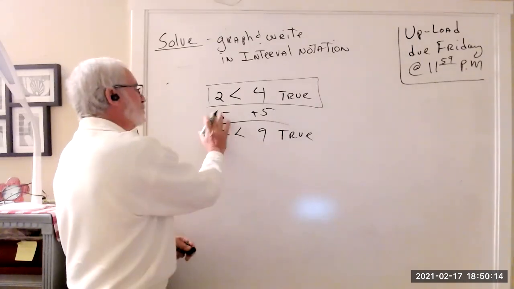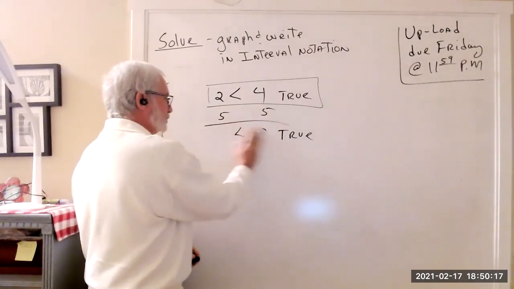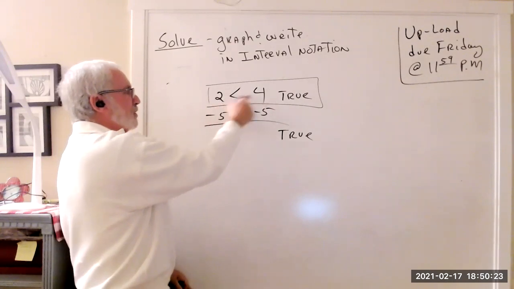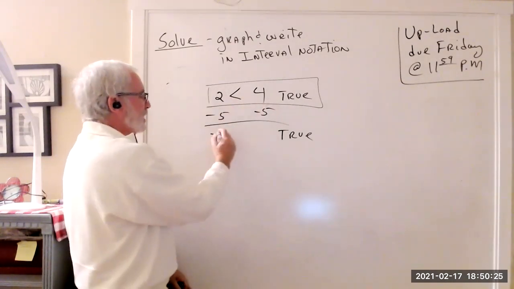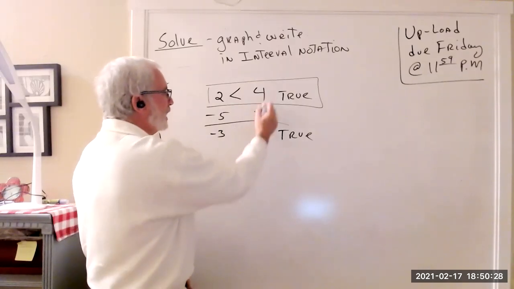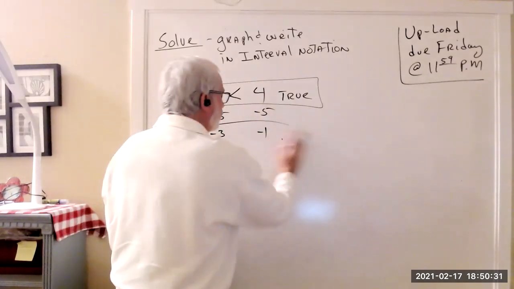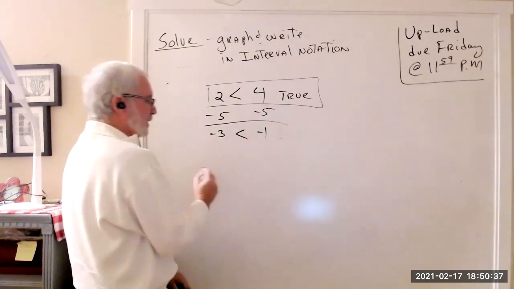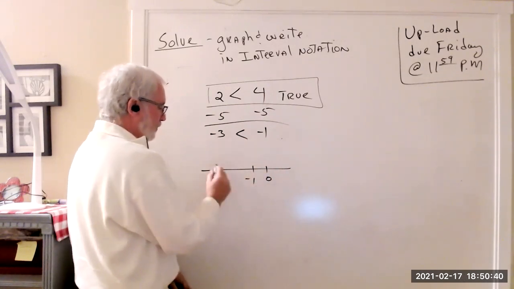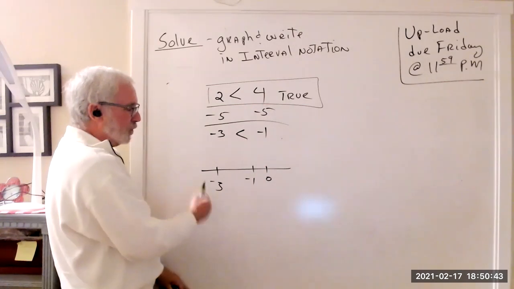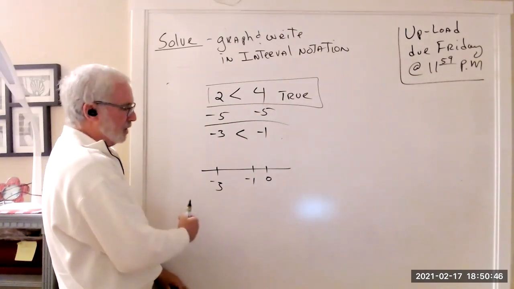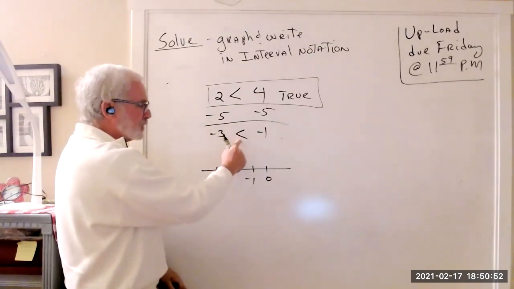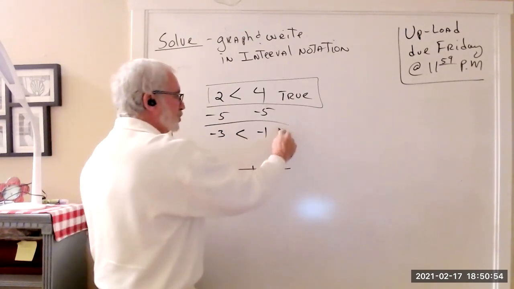But wait, what if I subtract 5 from both sides? What if I take away 5? I start with something that's true: 2 is smaller than 4. If I take away 5, I get -3 and -1. Is -3 smaller than -1? Think about that on the number line. The more to the left you go, the smaller you are. So yeah, -3 is smaller than -1. So this is still true.